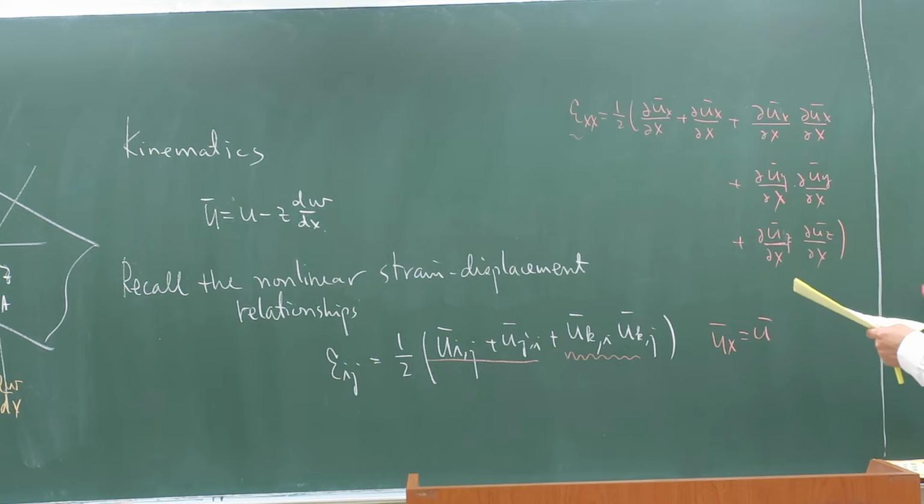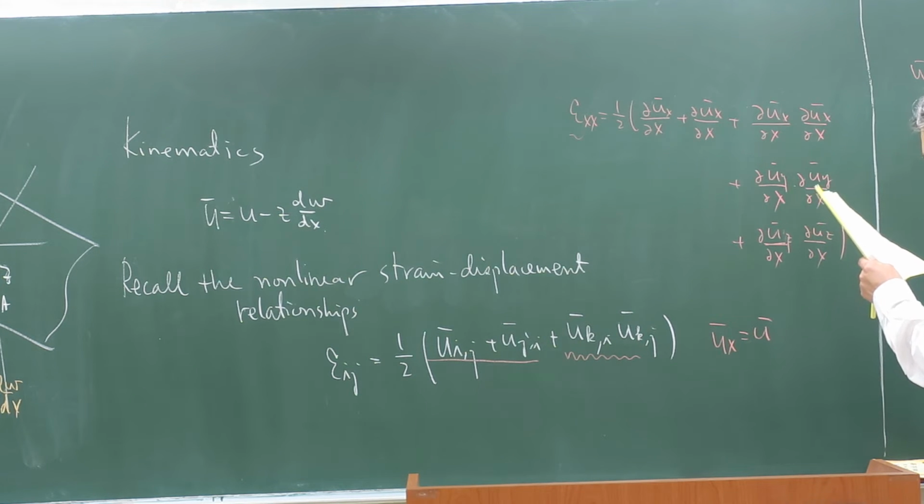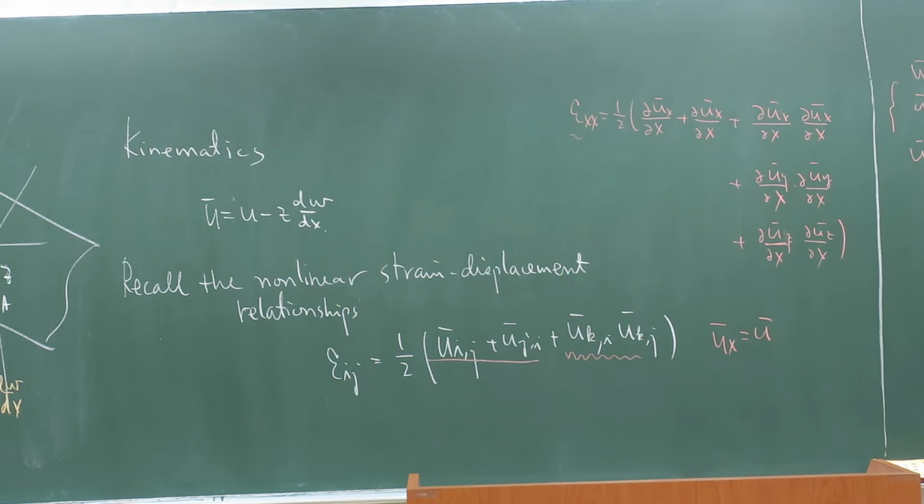Or we say that u bar x equals u bar, and u bar y is equal to, we call it, v bar, and u bar z equals w bar. And all are functions of x.